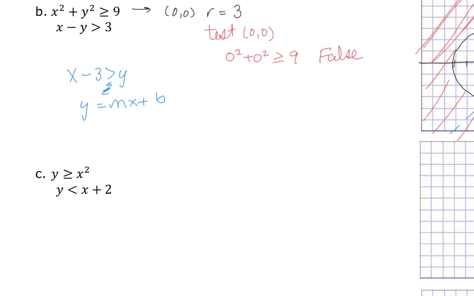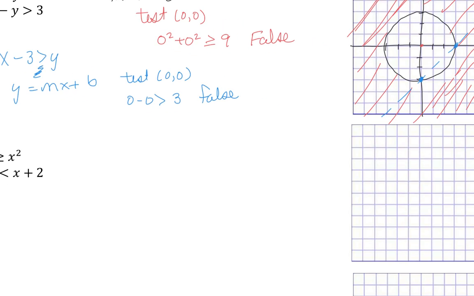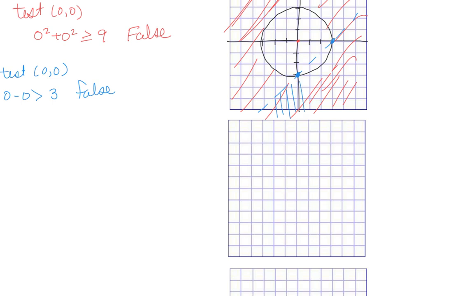I'm going to choose a test point. So I'm going to test 0, 0. I'm going to go back to the original one, which is 0 minus 0 is greater than 3. This also is false. So I'm going to shade on the other side of my test point. And my solution is this shading in green. It's going to be outside the circle, but below that line. So that's my solution. There's the shaded green region.